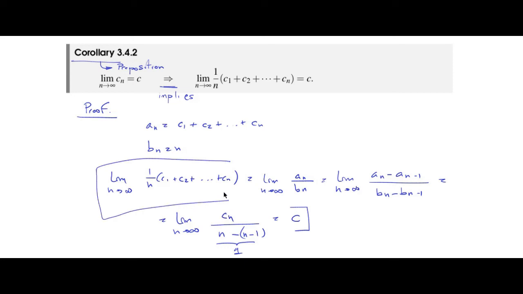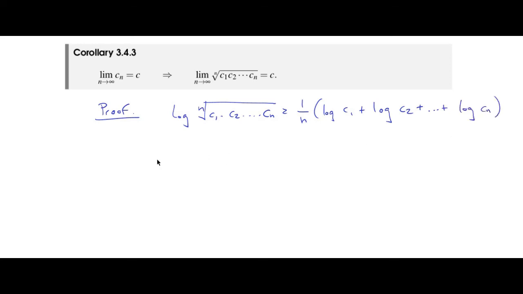Okay, so next corollary. It's the same thing. The limit when n goes to infinity of c sub n equals c implies that the limit of the nth root of this product, c sub 1 times c sub 2 times and so on times c sub n, equals c. Okay? So the proof is very simple.